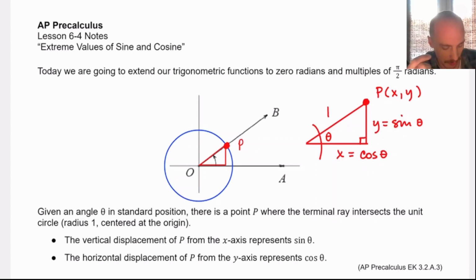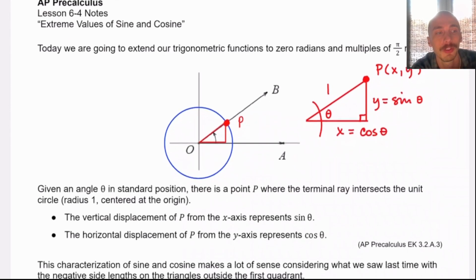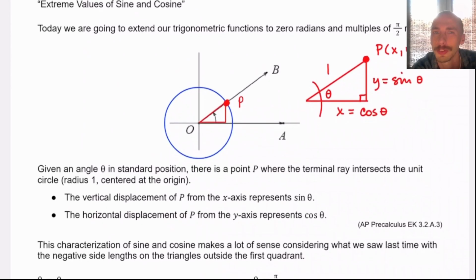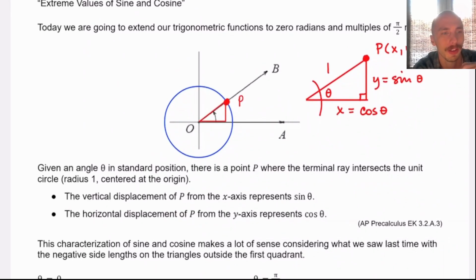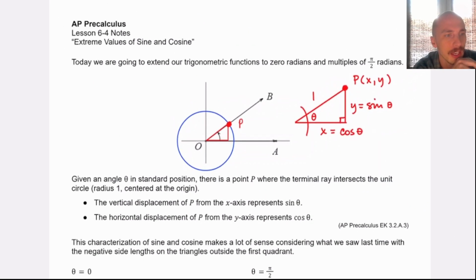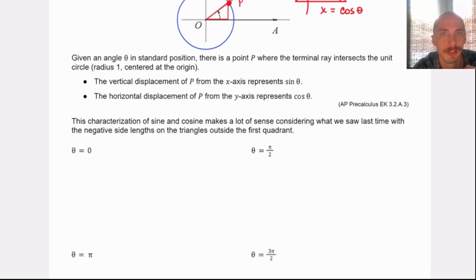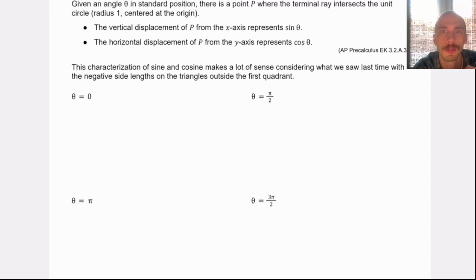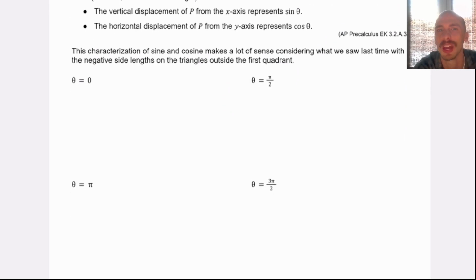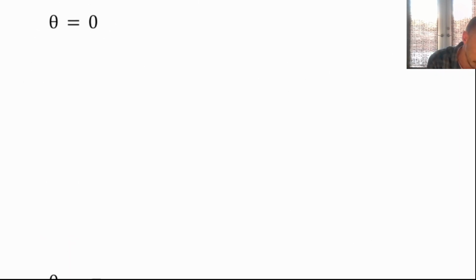And, like it says down below in your notes, this characterization of sine and cosine is going to make a lot of sense considering what we saw last time with some of the values going negative outside the first quadrant. So let's go in and look at these 4 places and think about sine and cosine at these. This is something we haven't done yet. So, at theta equals 0, let's zoom way in on that. I'm going to draw a unit circle.